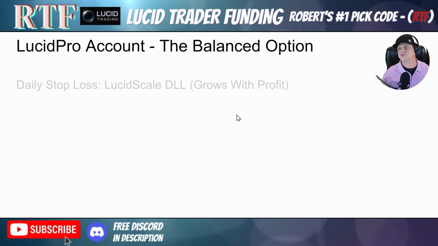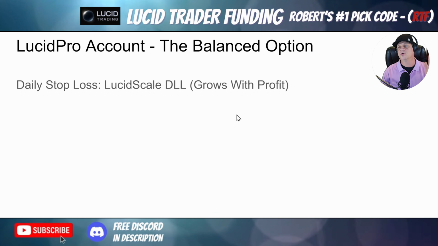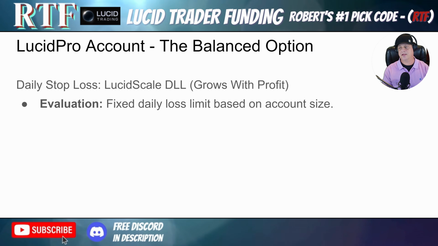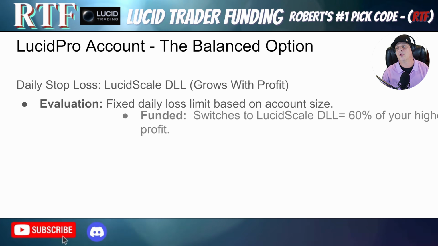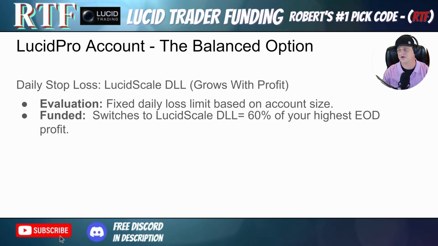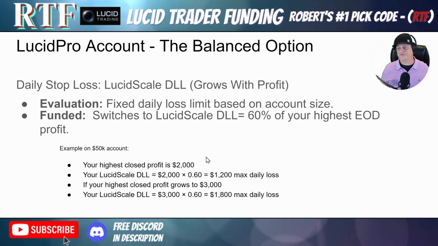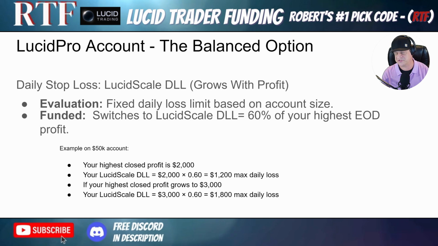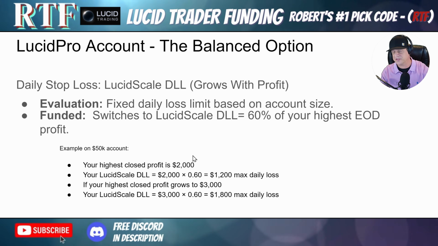So let's move on to tier 2, the daily stop loss. In LucidPro, the Lucid Scale DLL grows with the profit, right? So in evaluation, you have a fixed daily loss limit based on your account size. And then when you go to funded, you switch to this Lucid Scale DLL, which is 60% of your highest end of day profit. After your trailing loss limit locks, you have this highest close profit of $2,000, let's say. So your Lucid Scale DLL is 2,000 times 0.60, which would equal a $1,200 max daily loss. Then if your highest close profit grows to 3,000, then your DLL will move up to 3,000 times 0.6, which would be 1,800 max daily loss.